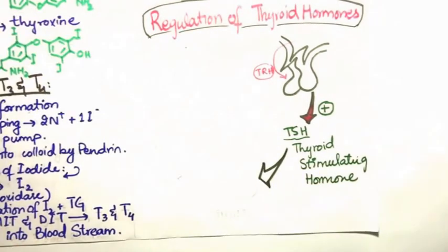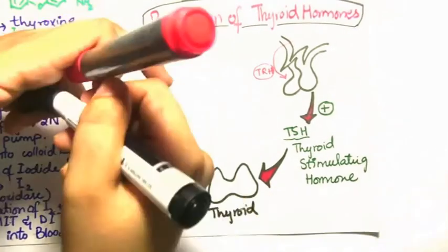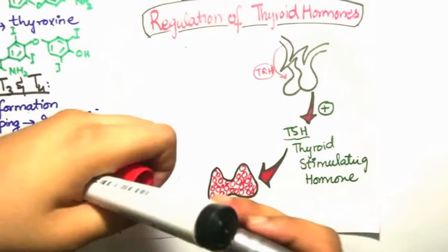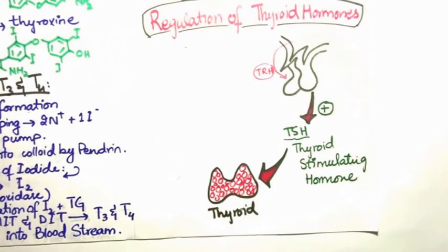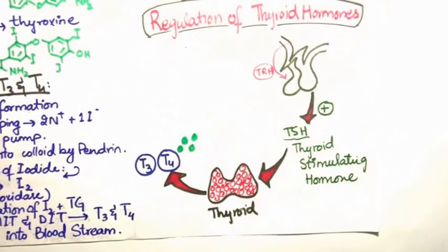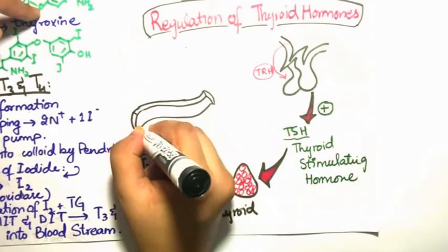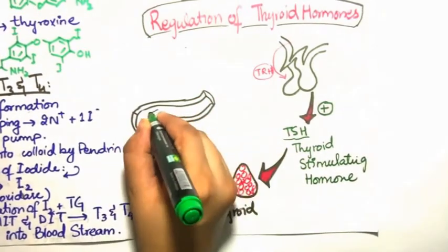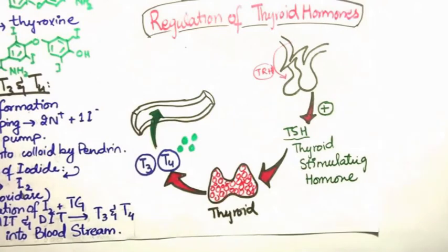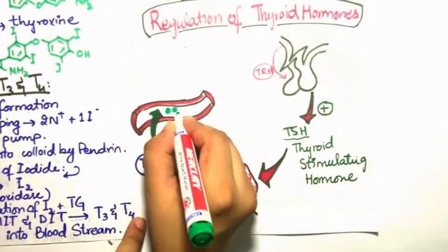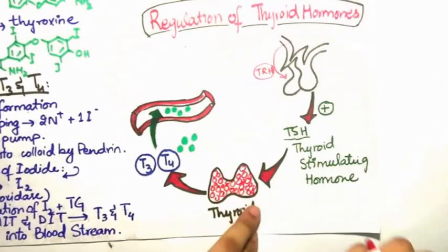It gives the positive feedback to the cells present in the thyroid gland. So here I am drawing the thyroid gland. When the TSH acts upon the follicular cells of the thyroid, it causes them to release T3 and T4. These T3 and T4 will be excreted through the thyrocytes or follicular cells of the thyroid gland into the bloodstream. When T3 and T4 are released into the bloodstream, they will be transported to the target cell to perform all the metabolic functions which I have mentioned above.